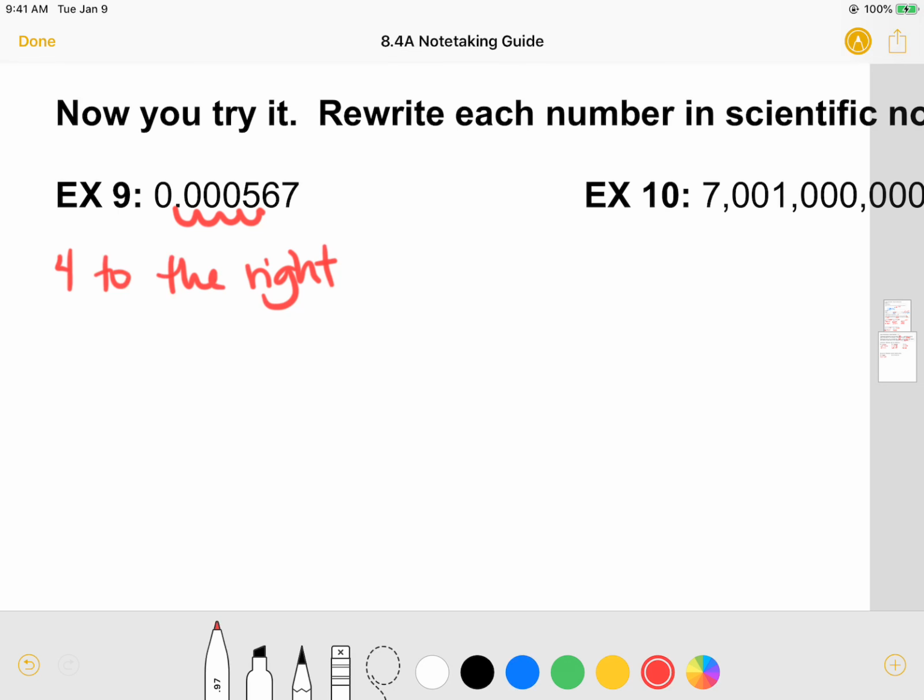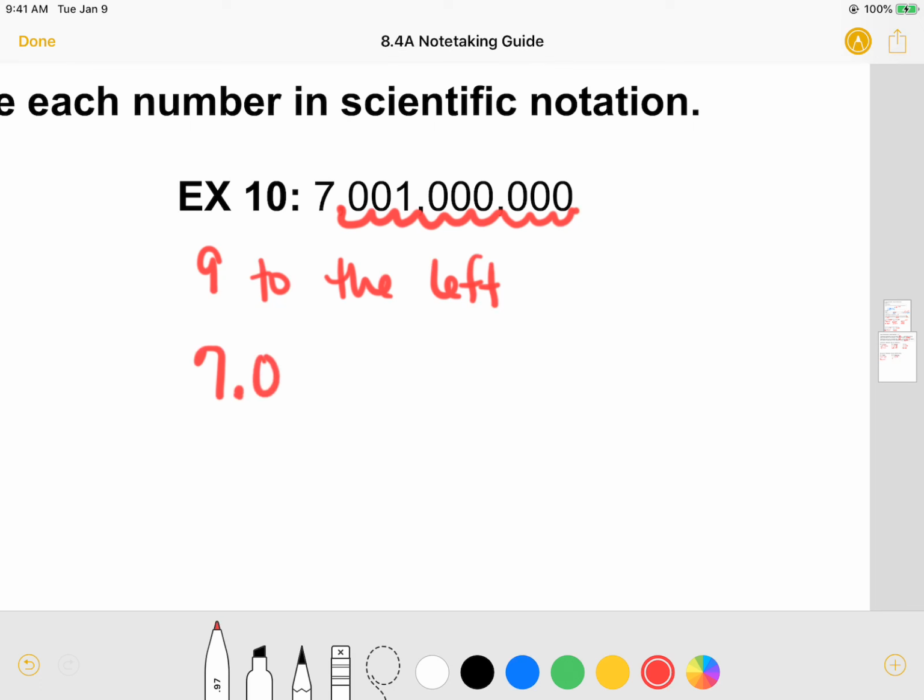And number 10, holy smokes, we have a huge number here. It's 7,000,000,001,000,000. So what we want to do is move our decimal 1, 2, 3, 4, 5, 6, 7, 8, 9 times. So we moved it 9 to the left, and that means our exponent is going to be a positive 9. So we're going to rewrite this number as 7.001 times 10 to the positive 9 power.